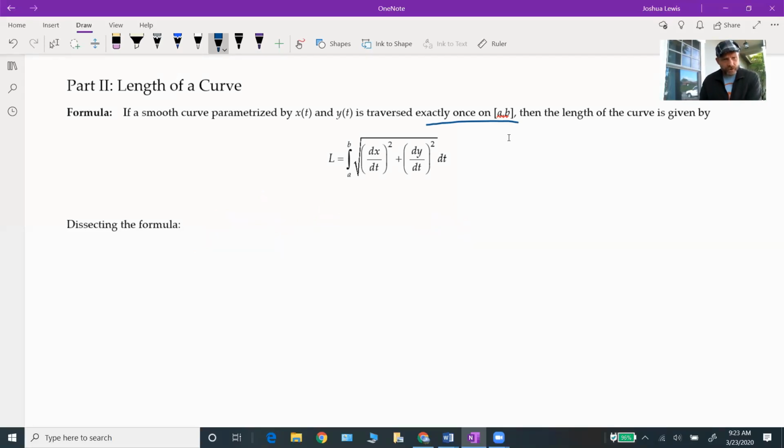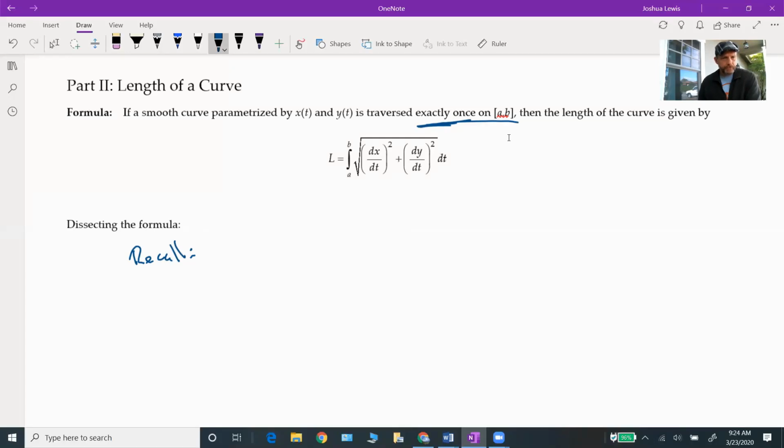And so here's our arc length formula. Well, let's recall our previous arc length formula. After all, we know how to find arc length when y is a function of x, and at least locally, could we think of this as y being a function of x? I mean, what do we mean by traversed exactly once? Seems like we might be able to.